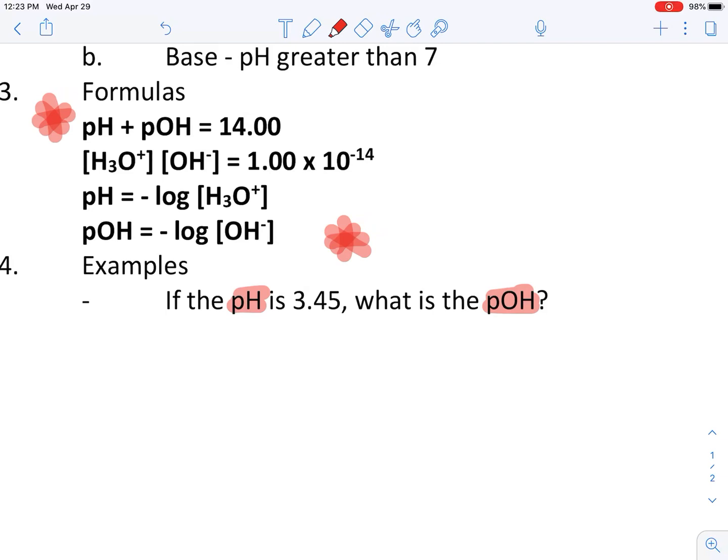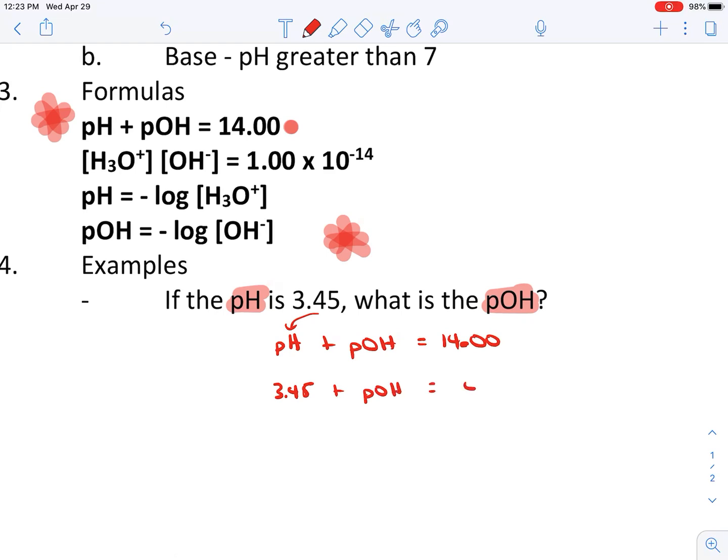Well, what do we have? We have pH and pOH. So the only formula that has that is that very first one. So that's the formula we're going to use, pH plus pOH equals 14. That's our formula. And we're going to plug in 3.45 for our pH. So we're going to put 3.45 plus our pOH equals 14. And to get pOH by itself, we're going to subtract 3.45 from each side. That isolates the pOH, and that gives me a pOH of 10.45.